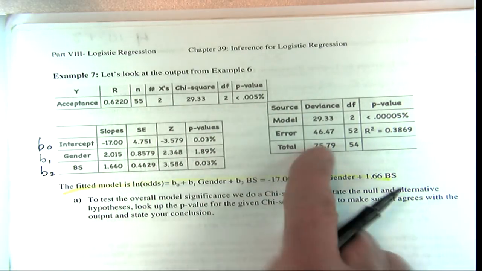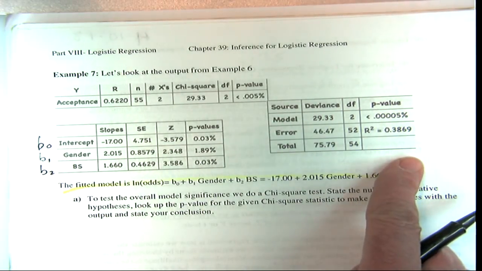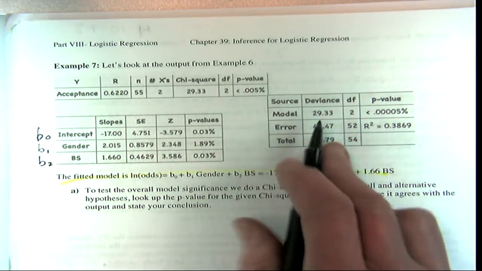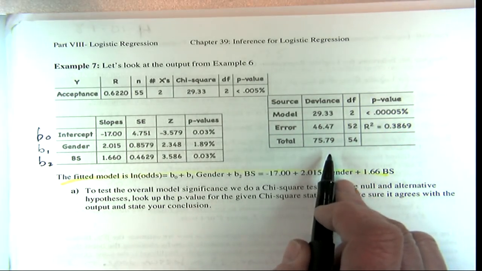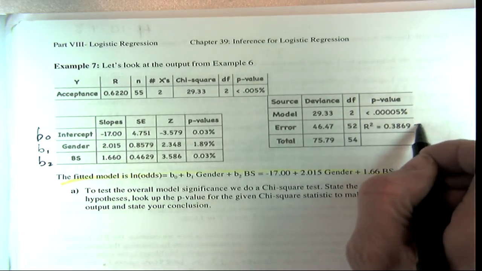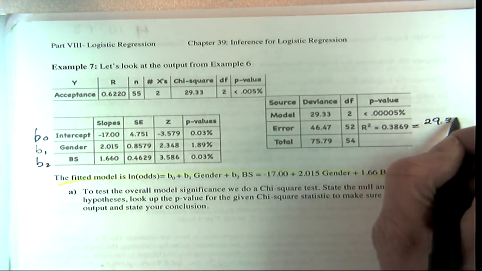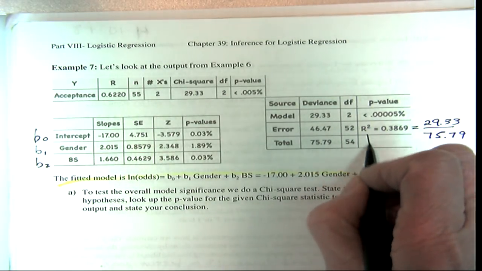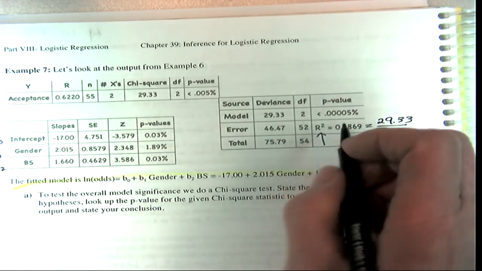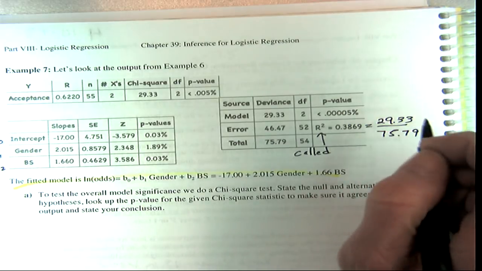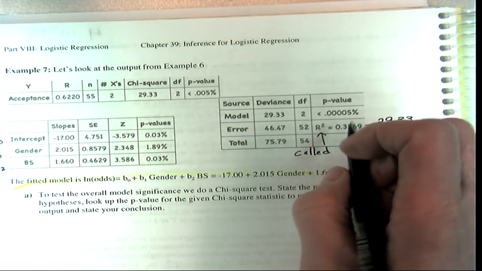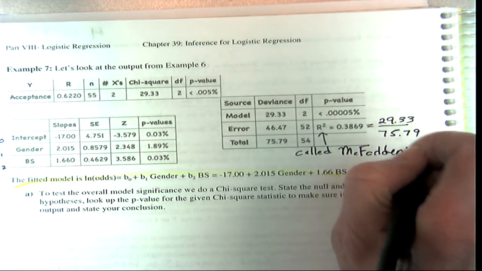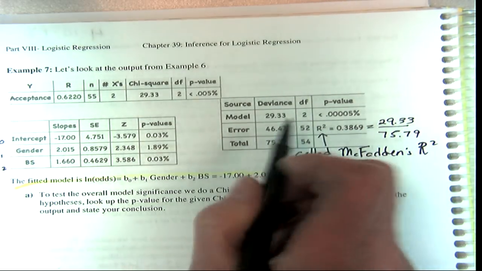And here's this chi-squared, this analysis of deviance table. So you have a model, you have an error, and you have this total. And this R-squared is what? This is going to be 29.33 over the total, 75.79. You're not going to be tested on this, but just so you recognize it, if you're looking at some software, this is called McFadden's R-squared.